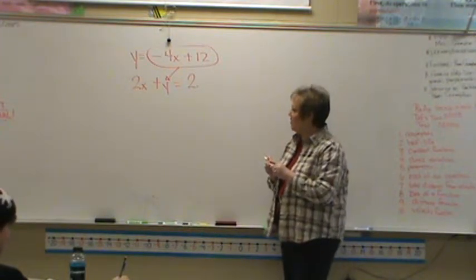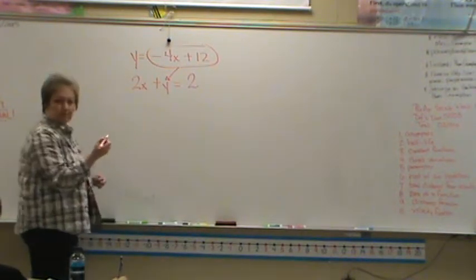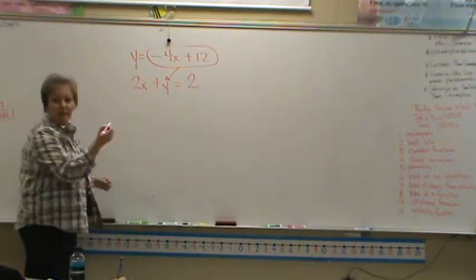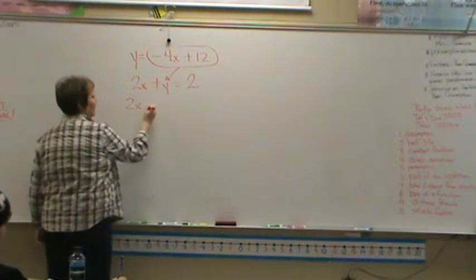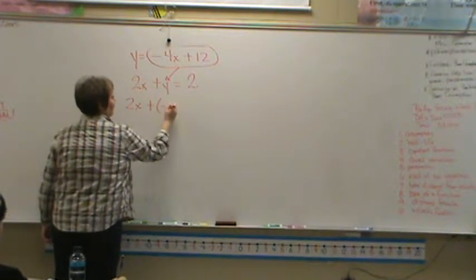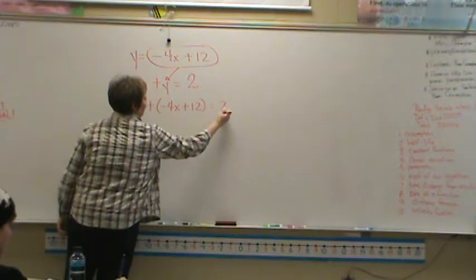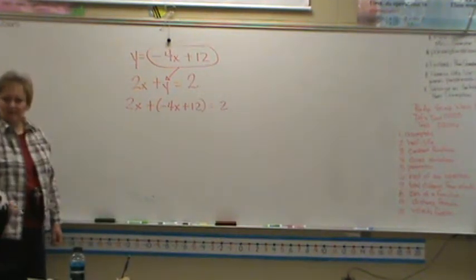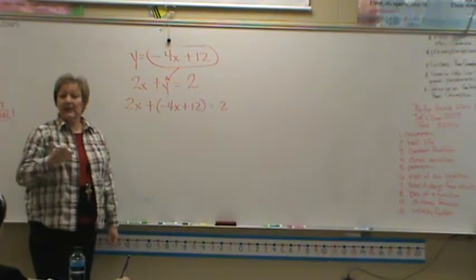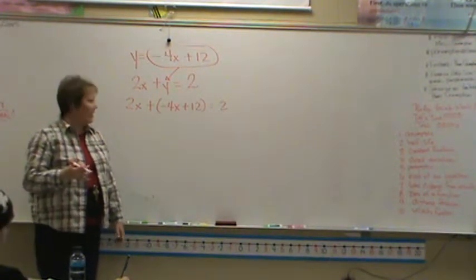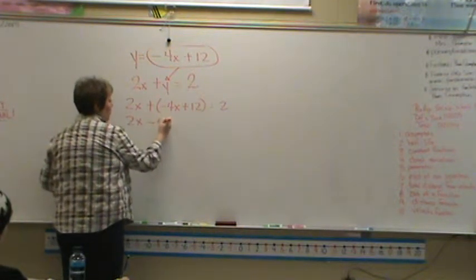Alright, so now we're substituting. Tell me what you've done so far. I got 2x plus negative 4x plus 12 equals 2. She can put some parentheses in there. Good job. I bet you didn't put the parentheses in though. It's not a big deal if you didn't, but in the next step, I'm just gonna remove those parentheses.